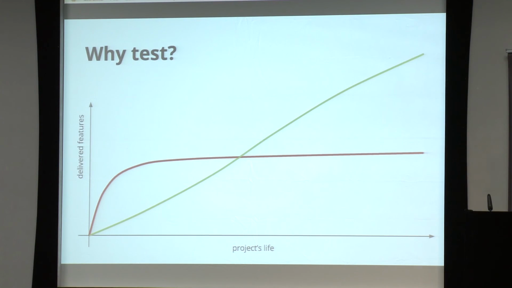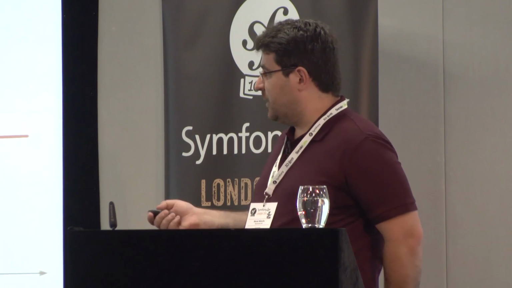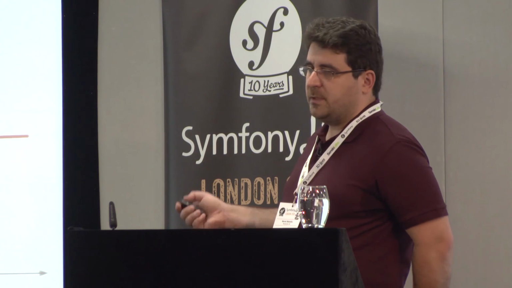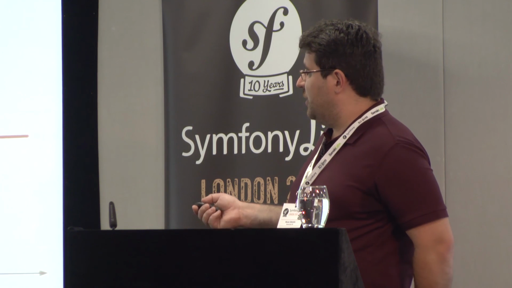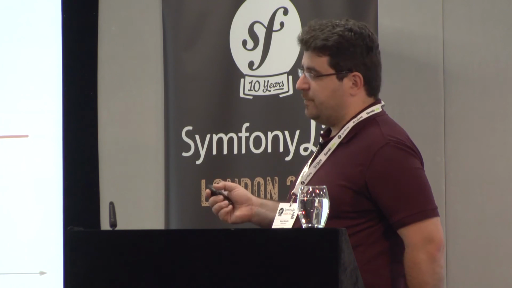Also, that translates into the number of features which are delivered on the project. The red line shows the typical legacy application, where at the beginning you can deliver many features very quickly, because the application is quite small and everybody knows how it works. But over time it becomes more and more difficult to add new features, to the point where it's almost impossible to add anything new. If you write clean code and test it, then your pace of adding new features should be quite stable. It's going to be slower at the beginning, but over time, on longer projects, it's going to be a win.